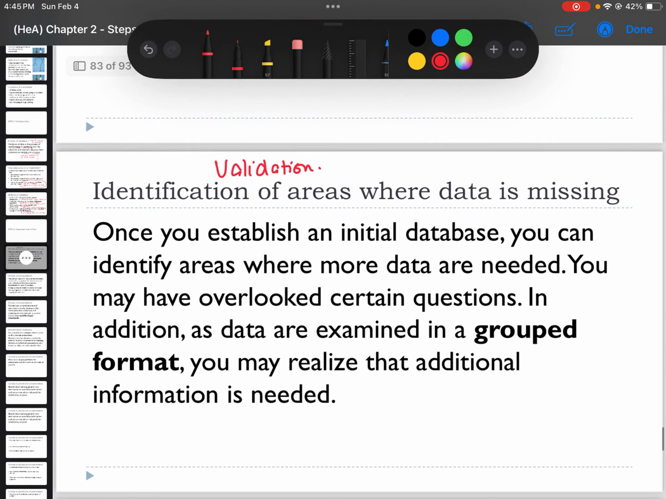Okay, validation. Another thing about validation is to identify areas where data is missing. For example, once you establish an initial database using our initial comprehensive assessment, you can identify areas where more data are needed. You may have overlooked certain questions. In addition, as data is examined in a grouped format, you may realize that information is needed. The keyword there is grouped format.